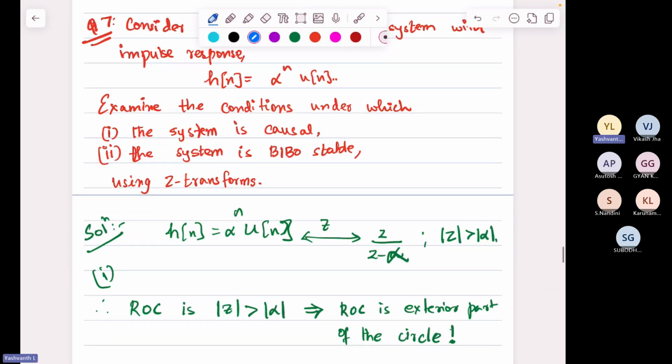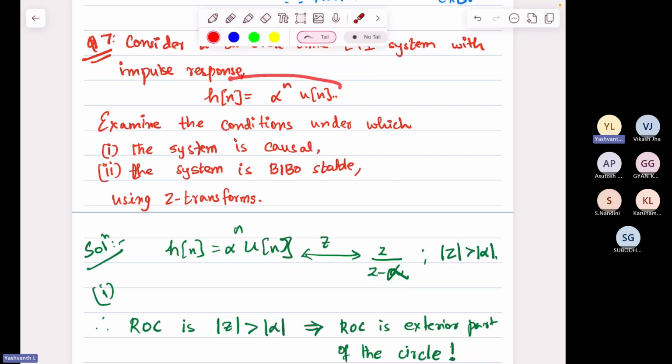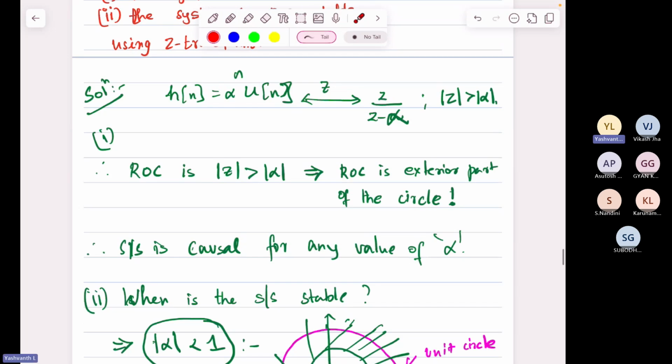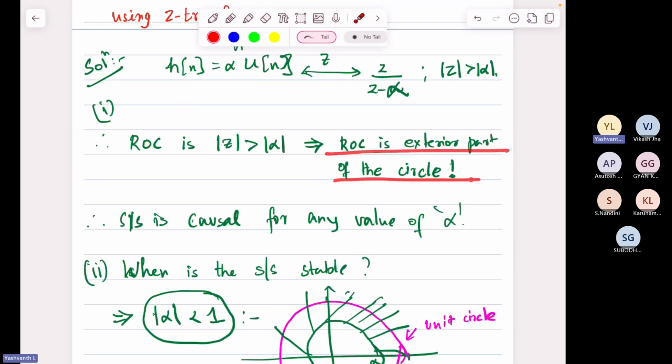So for that, what we need to do is find the transfer function. That is, take the Z transform of h of n, the impulse response. So h of n equal to alpha power n u of n has a Z transform z by z minus alpha with |z| greater than alpha as the ROC. That's because it is a right-sided signal. So |z| greater than alpha is the ROC, which means the ROC is the exterior part of the circle.